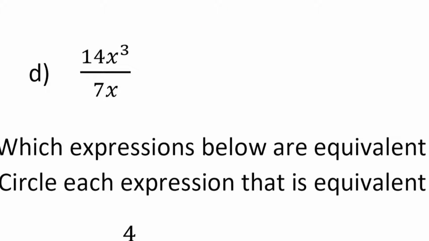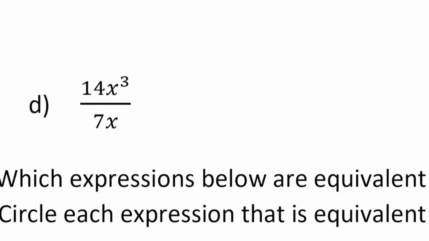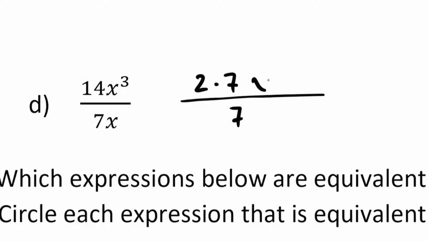For part D, I've got, let's see, 14. 14 is 2 times 7. I know it's tempting to say, oh, that's 7 plus 7. Don't do it. We need factors. So 2 times 7 is 14, and then the denominator there is a 7. And then I'll break up the x cubed. I'm going to write that as an x times an x squared, and in the denominator I've got an x.